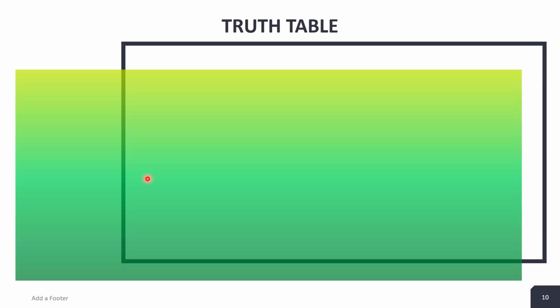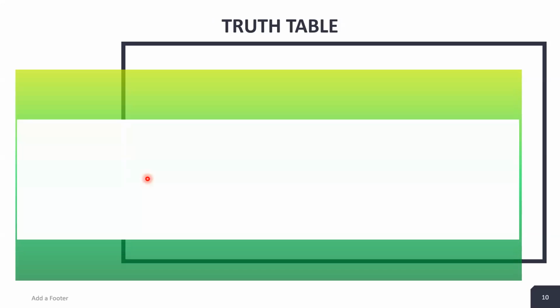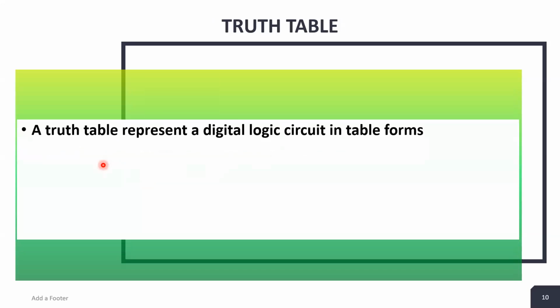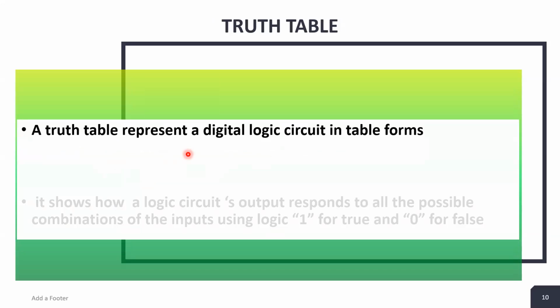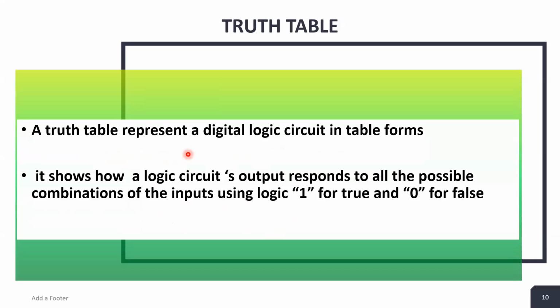Truth table. What is a truth table? A truth table represents a digital logic circuit in table form. It shows how the logic circuit's output responds to all the possible combinations of the inputs, using logic 1 for true and 0 for false.